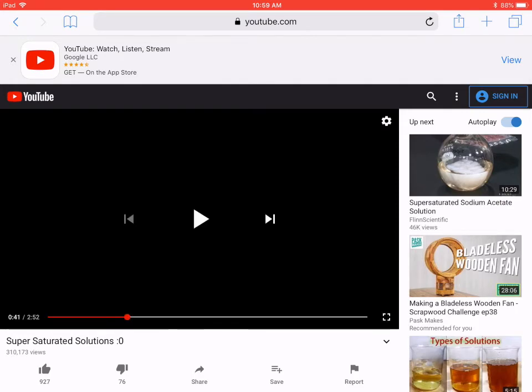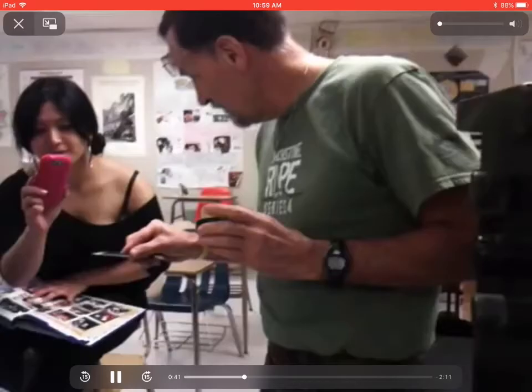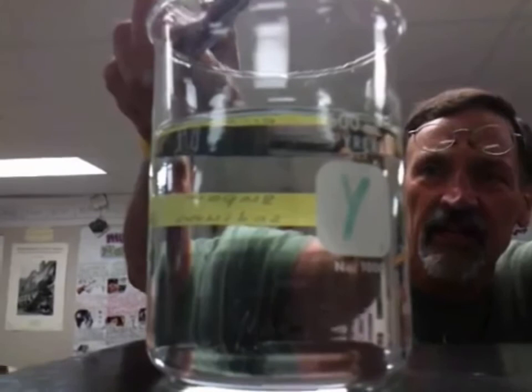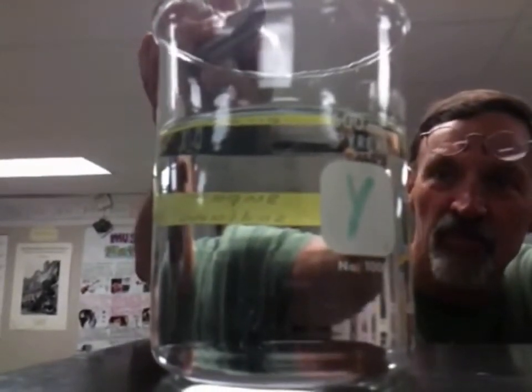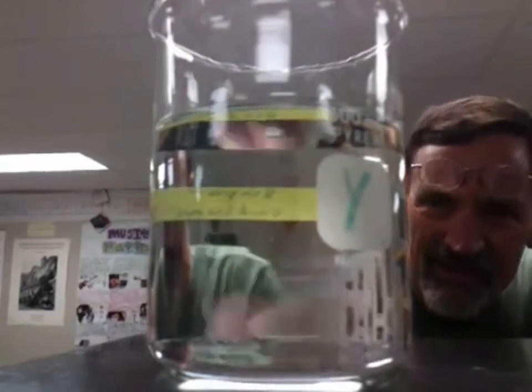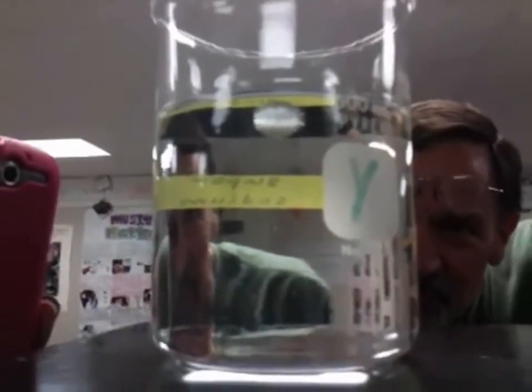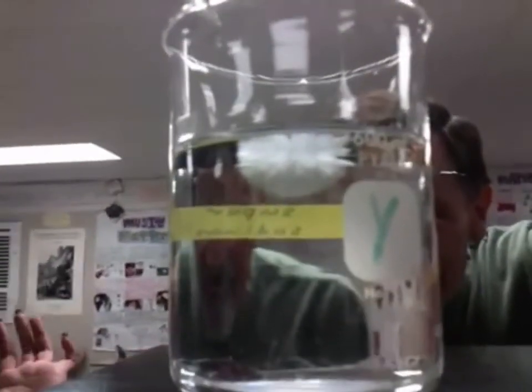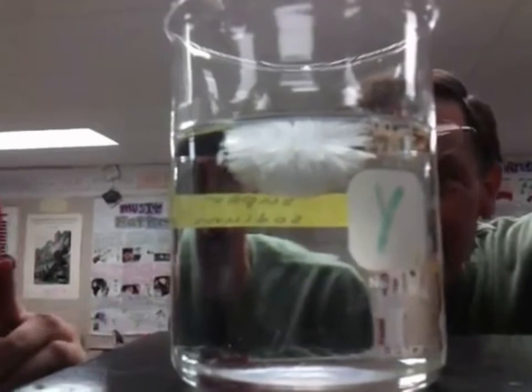So we'll just let our video load. And let's see a supersaturated solution in action. Hopefully it'll load quickly. We're having internet problems, but he's going to drop a crystal into this solution, and notice what happens. All of a sudden, you're seeing a ton of crystals forming across his solution. The solution in this beaker is a supersaturated solution. How do we know it's supersaturated? Because look at all those crystals just growing out of the one that he's dropped into the beaker.